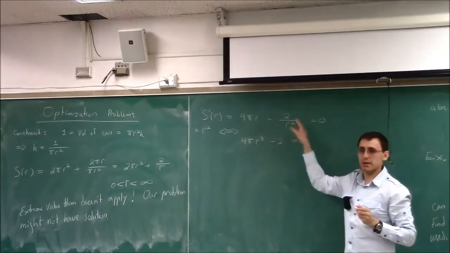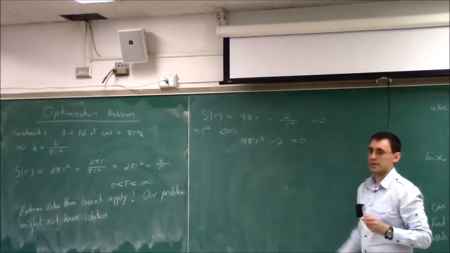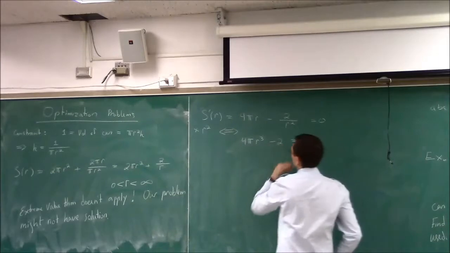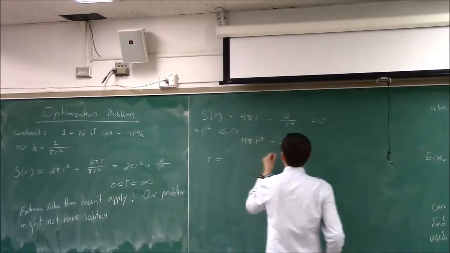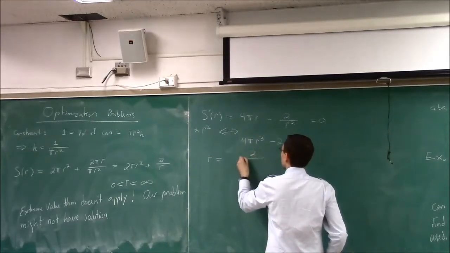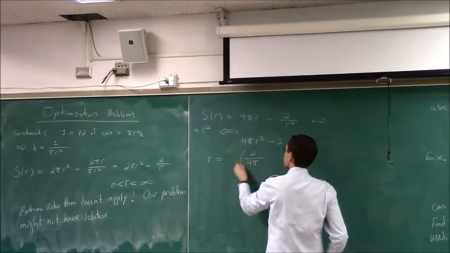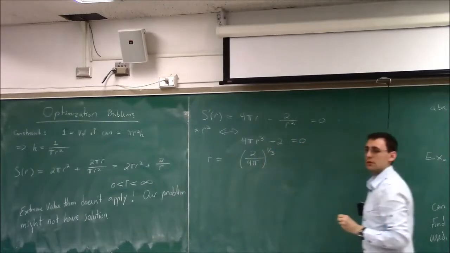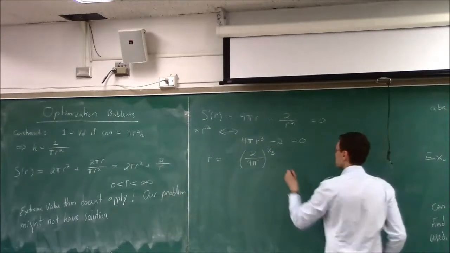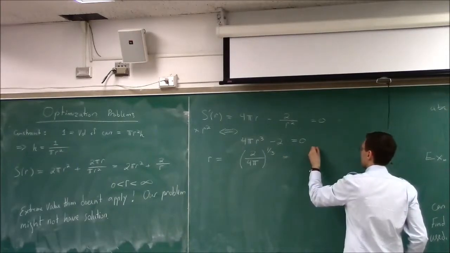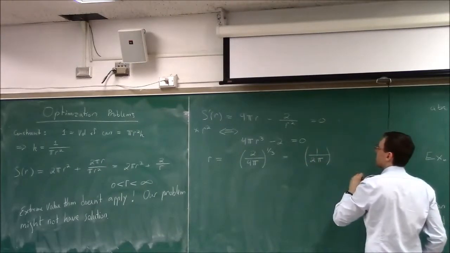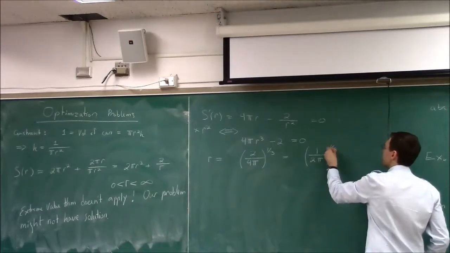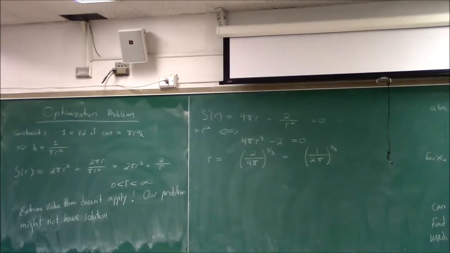To make it simpler, you either bring everything under a common denominator, it ends up being the same, right? So you end up being required to solve this polynomial. And that means that r is equal to 2 divided by 4 pi to the cube root, which I guess simplifies to 1 over 2 pi to the cube root. Okay? You with me, guys?